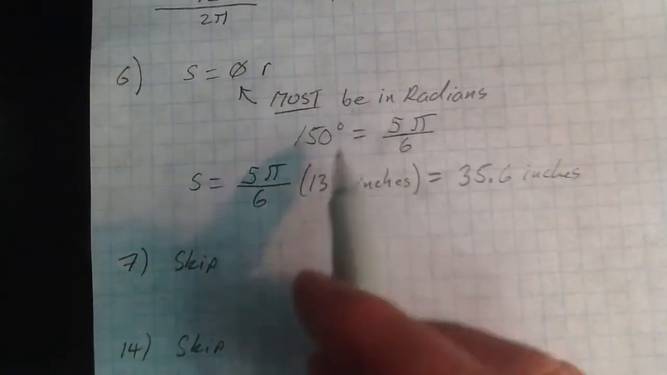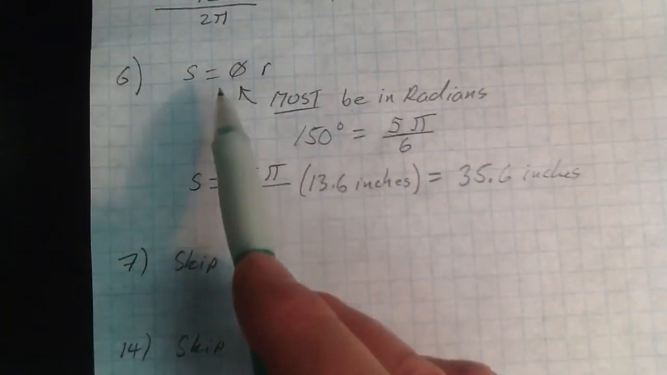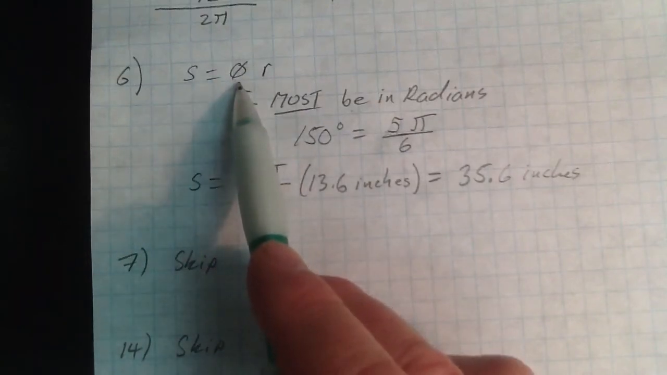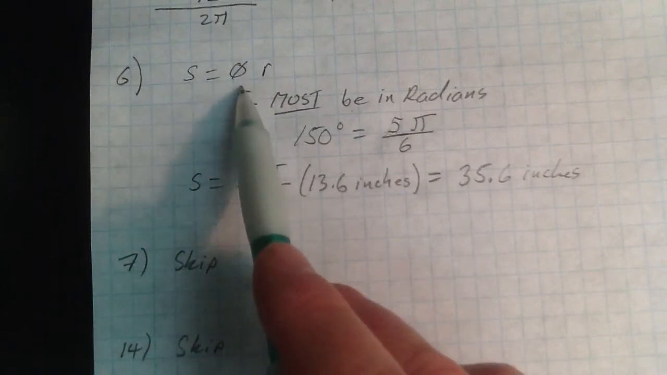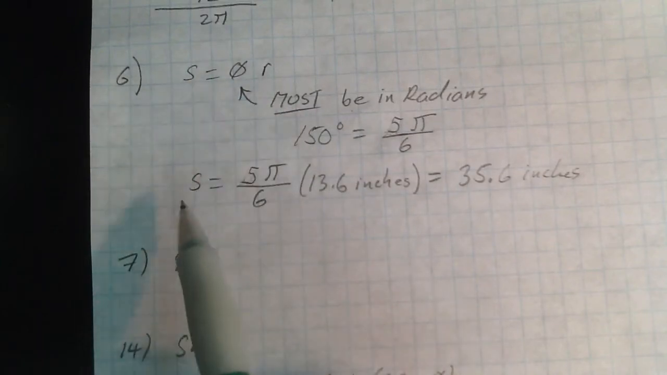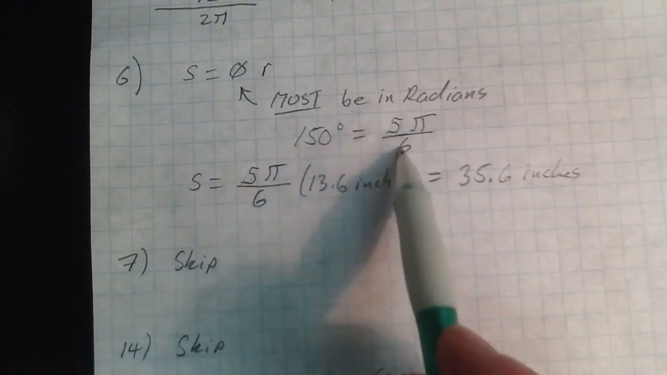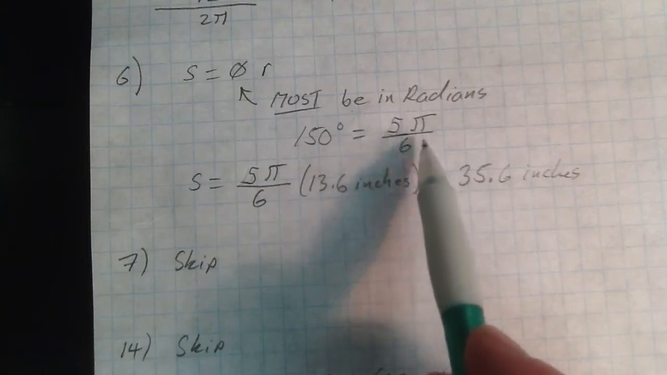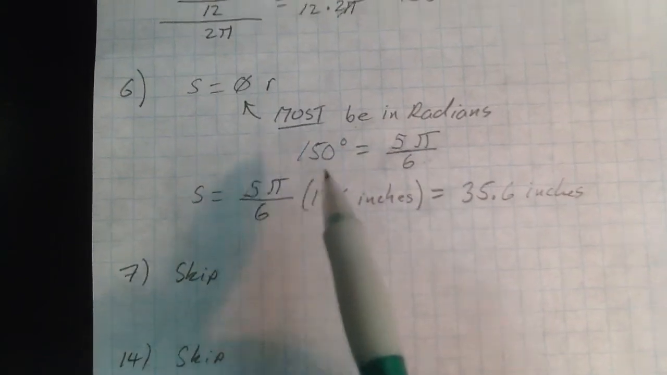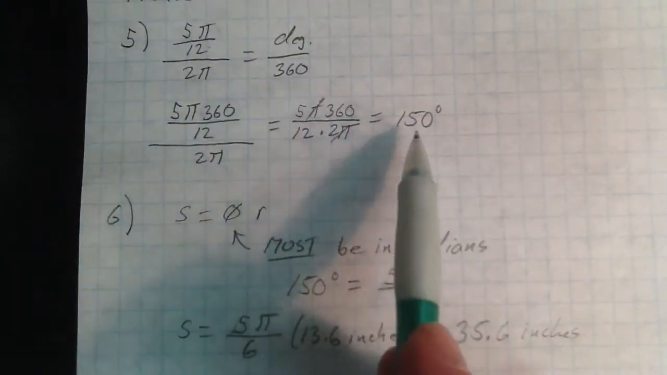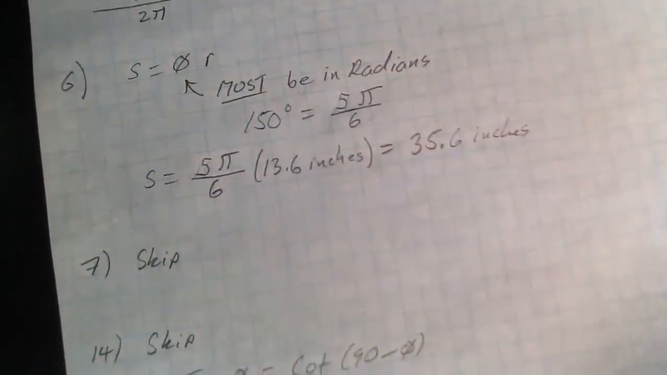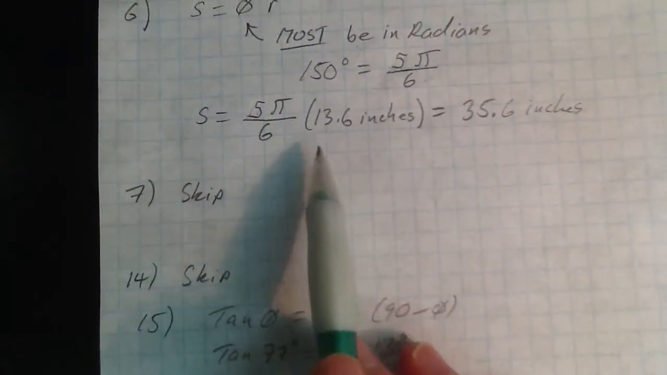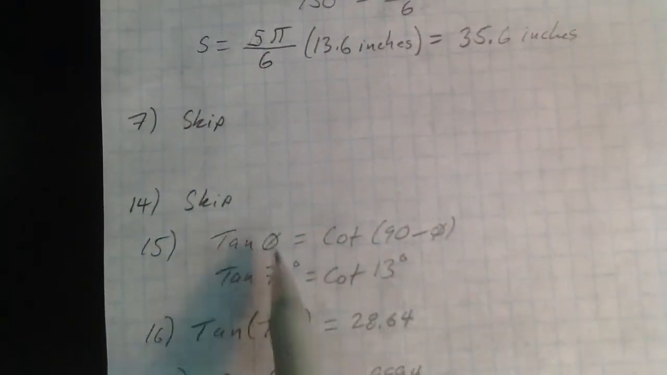Okay, now this problem here, a lot of students made a mistake, and they plugged in 150 degrees into the arc length formula, and that's not going to work. This thing, theta, the central angle, must be in radians. So we need to convert 150 into 5 1/6 rotations, as we just got through calculating right here. Once this is in radians, we can throw it in our formula, and we're good to go.